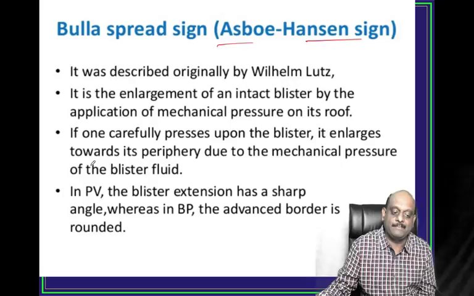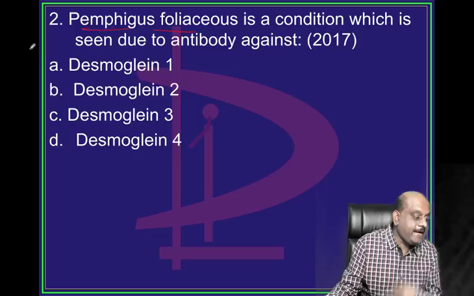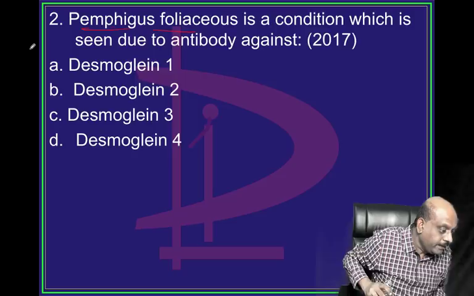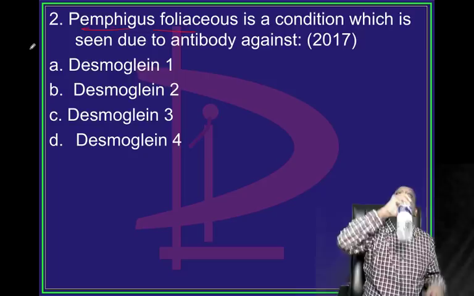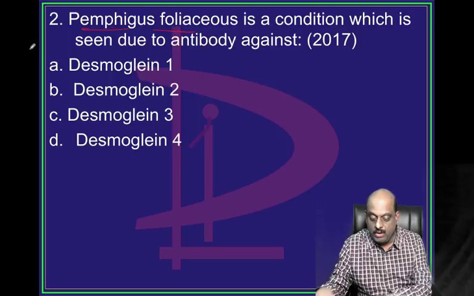Now, pemphigus foliaceus. Punch your answer, doctor. It is antibody against what? Keep punching the answers so that you are actively doing the revision along with me. Mohan Babu says Desmoglein 1. Very good. So, doc, it is Desmoglein 1. Absolutely. This was a question of FMGE 2017.